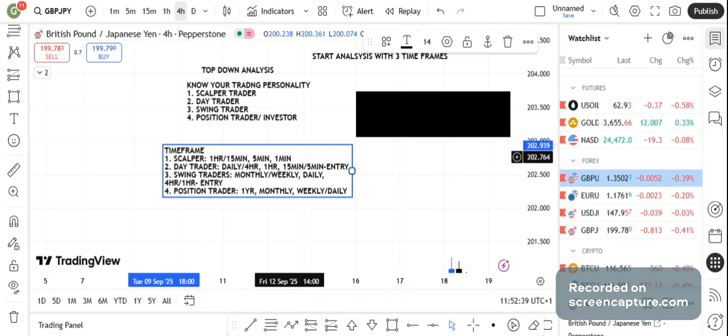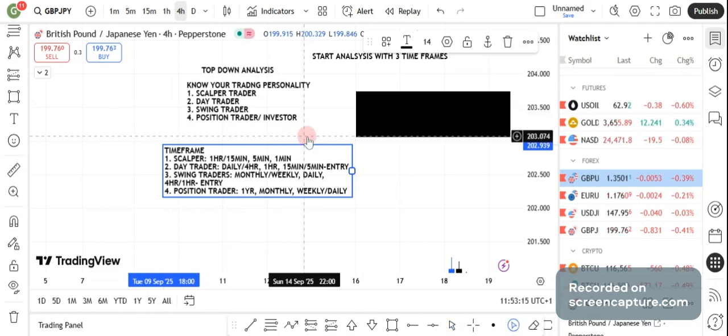Okay, and we'll look at the swing traders. They use the monthly or weekly, and they use the daily time frame, and the 4 hour or 1 hour as entry. And the position traders, they are investors. These are the people looking into long term positioning. So they have a long term positioning for them to make money. They look at the 1 year time frame, they look at the monthly time frame, and the weekly or daily time frame.